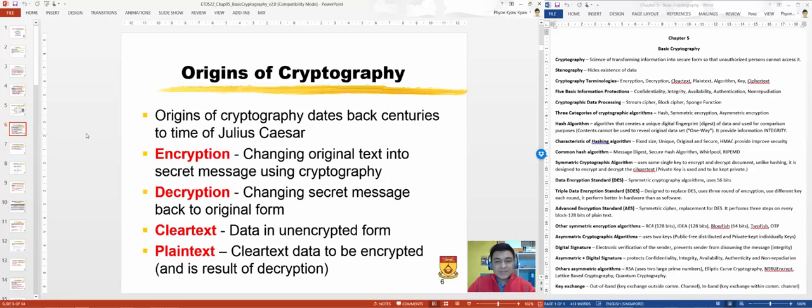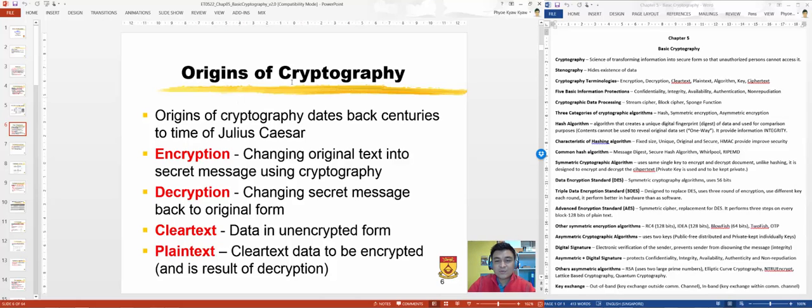Okay, next, these are some terminologies you must take note of. Encryption means changing original text into a secret message. Decryption is the opposite direction, changing a secret message back into its original form. Clear text means data in an unencrypted form. Plain text means clear text data to be encrypted.